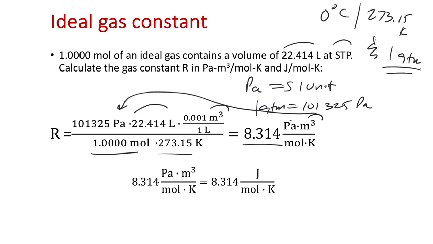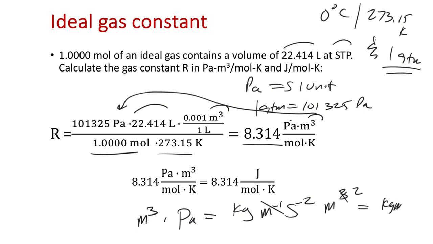Now, if we recall that the pascal, being an SI unit of pressure, is equal to a kilogram meter to the minus one second to the minus two, imagine taking that as your pascal and multiplying it by cubic meters. Do you see how that goes to kilogram meter squared per second squared? So this becomes kilograms meter squared per second squared, and that is a joule. And that's how the SI units of R change into the units of 8.314 joules per mole Kelvin.